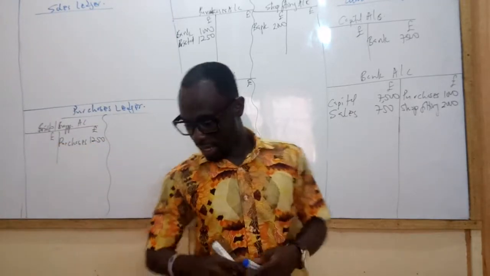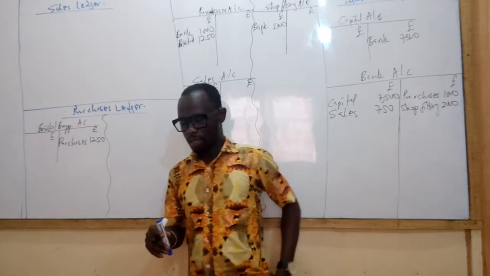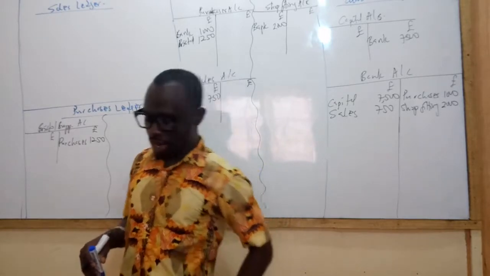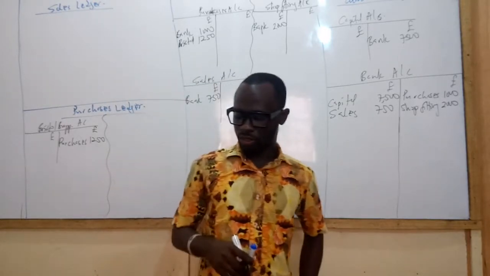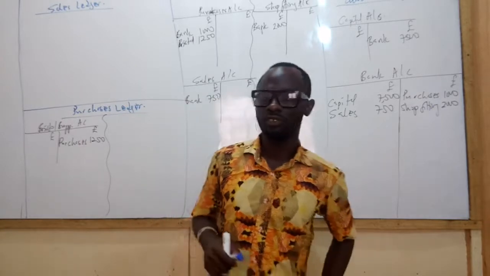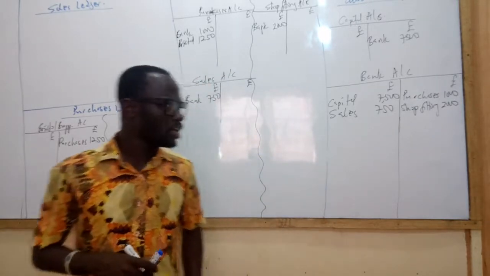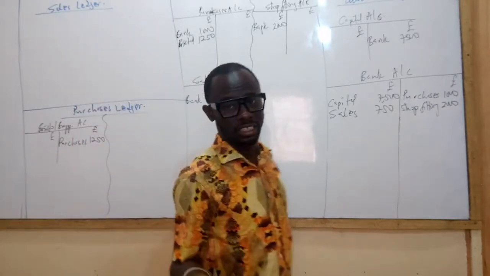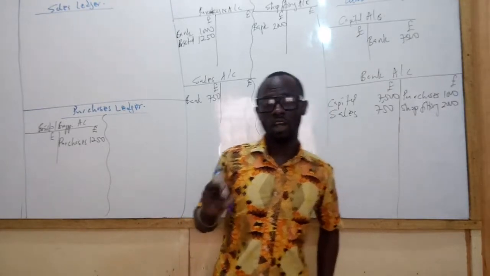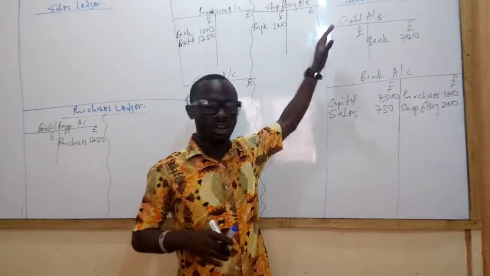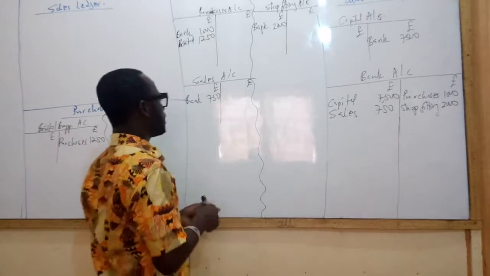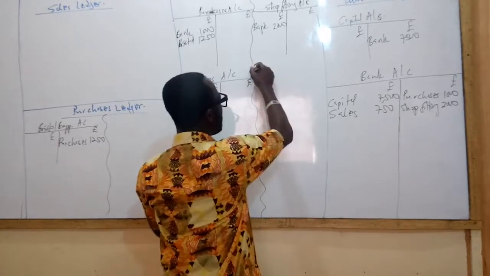1,250. Next, May 10th, paid rent £750 by check. So what is rent? Rent is an expense, right? And all expenses are recorded in the general ledger. So we go to the general ledger and we open the rent account.